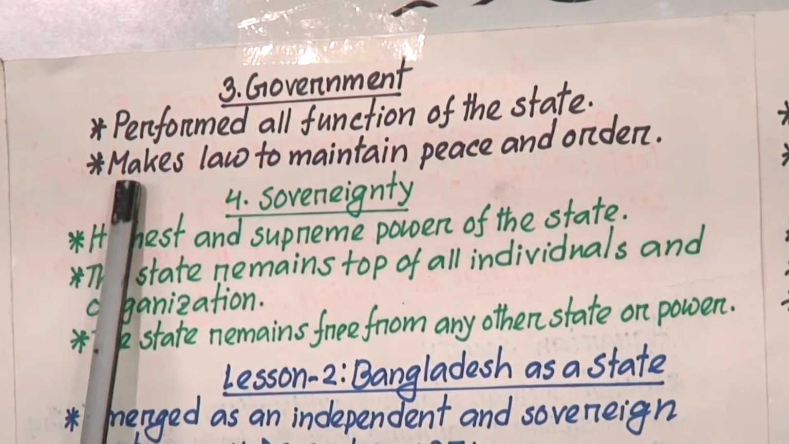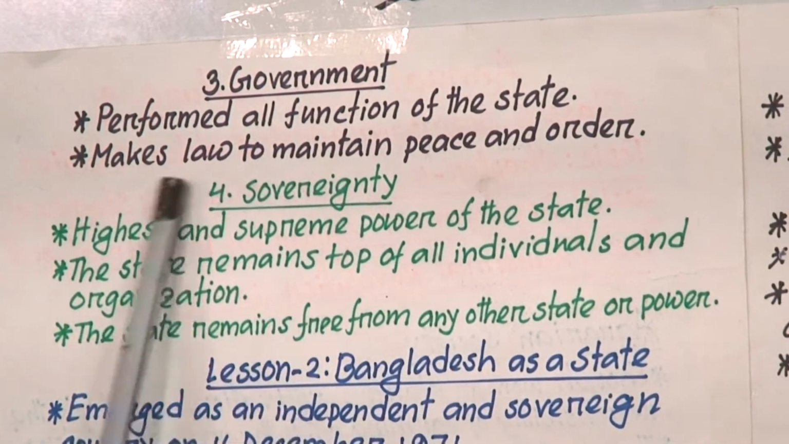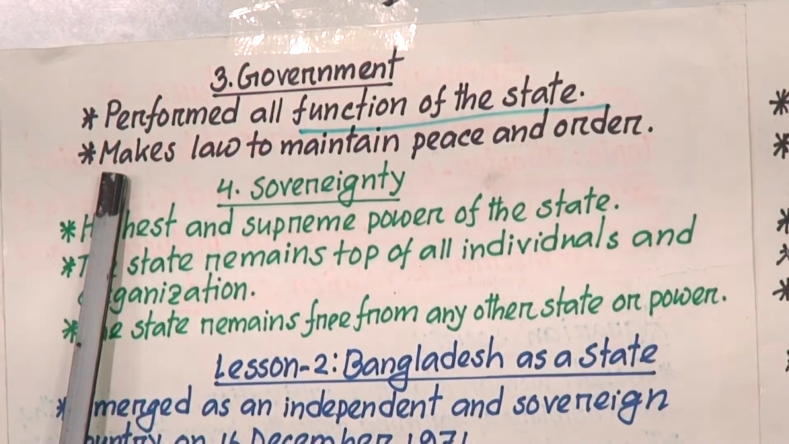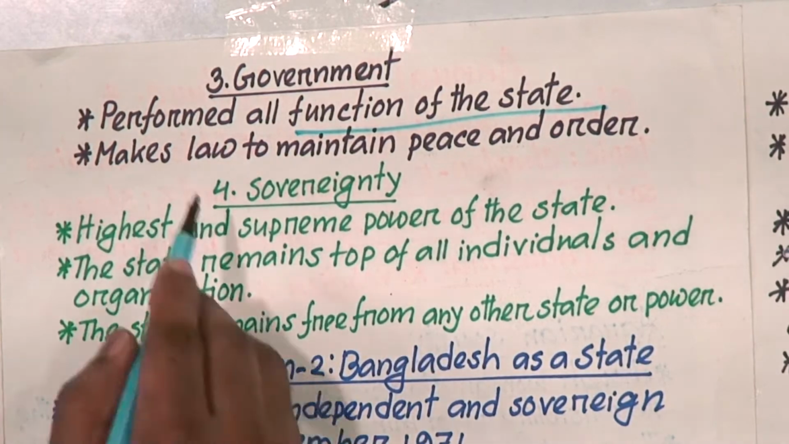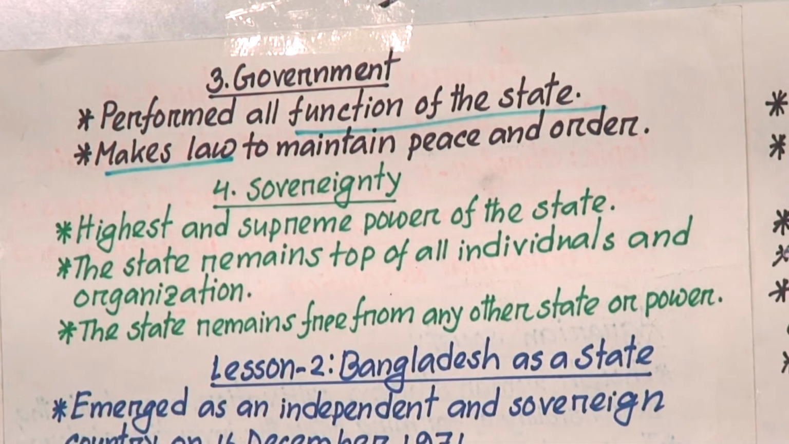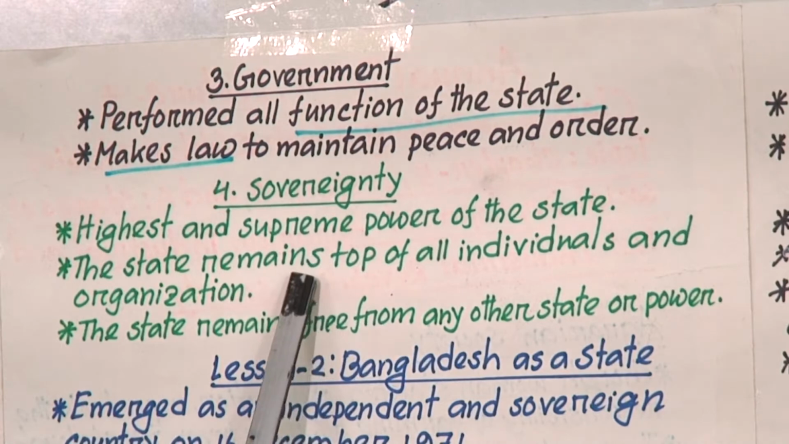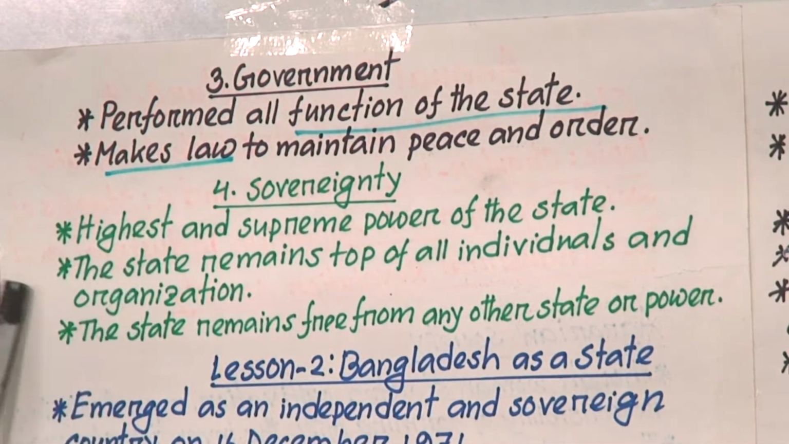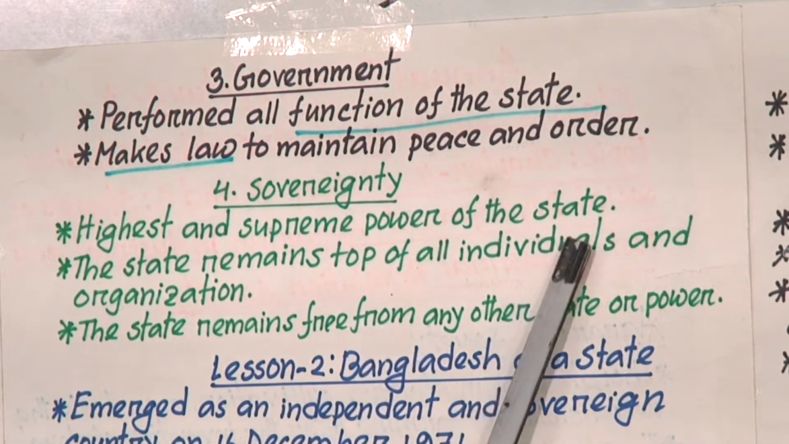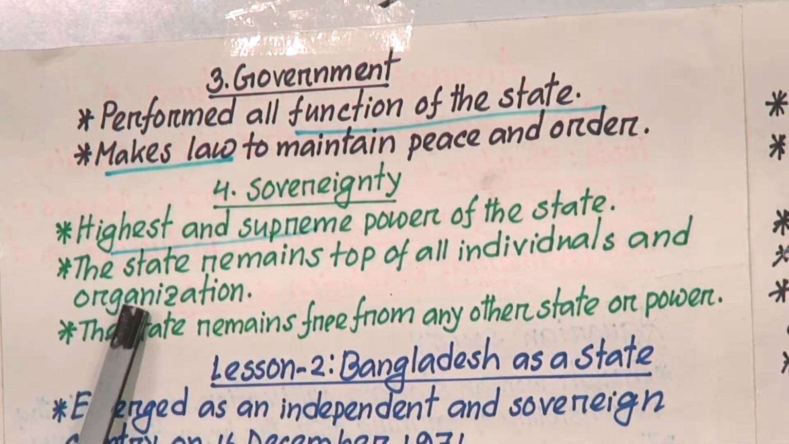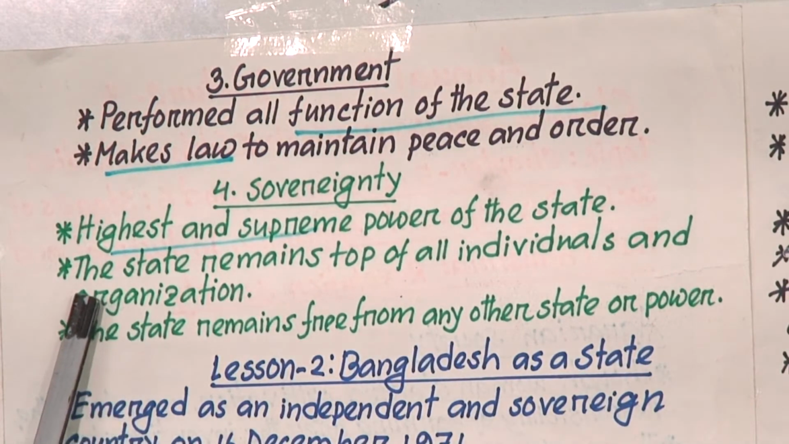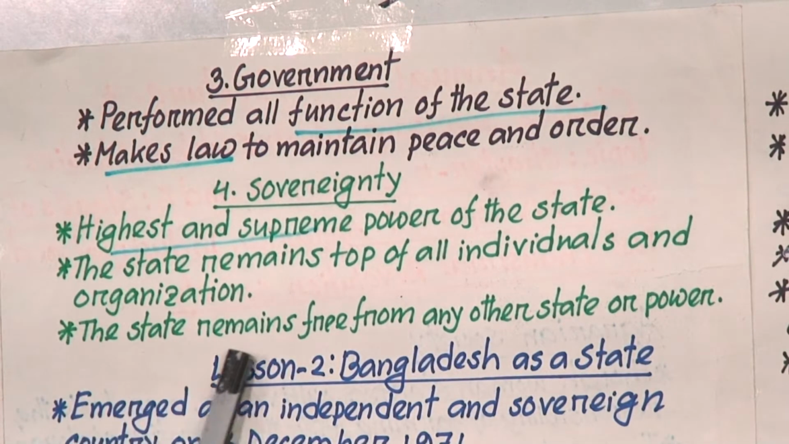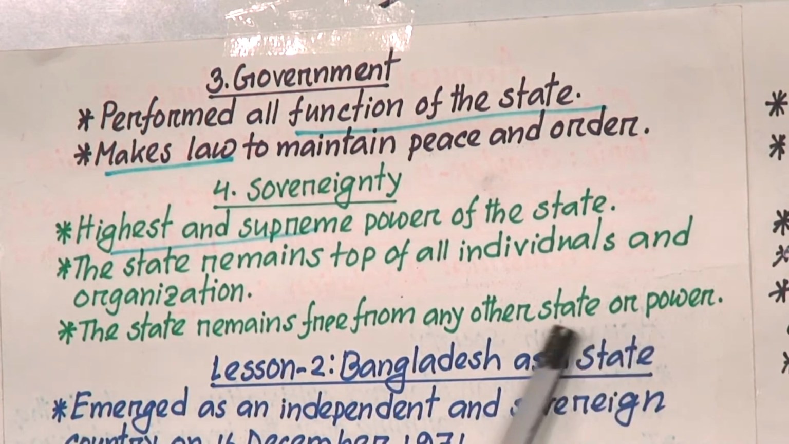Government. Number 3, government performs all functions of the state and makes law to maintain peace and security. Number 4, sovereignty. What is sovereignty? Sovereignty is the highest and supreme power of the state. The state remains on top of all individuals and organizations through the power of sovereignty. The state remains free from any other state or power through the power of sovereignty.